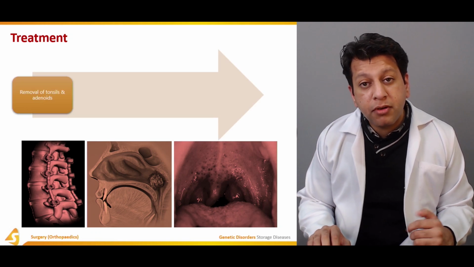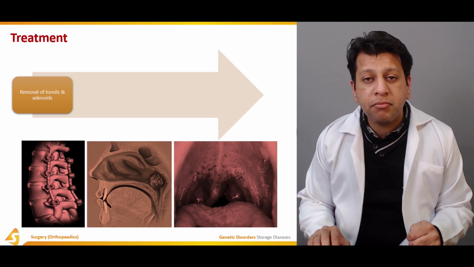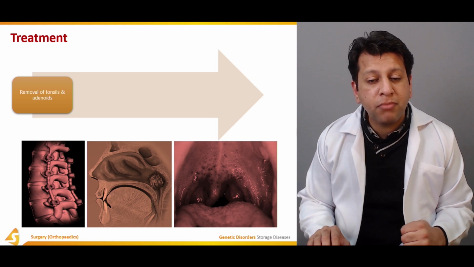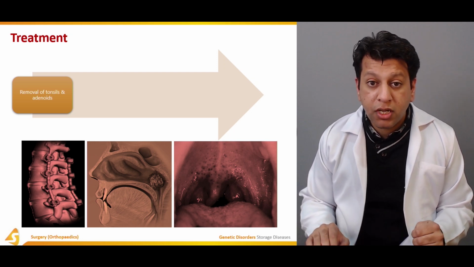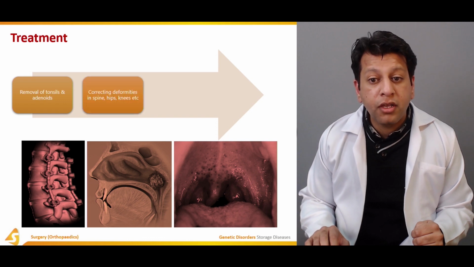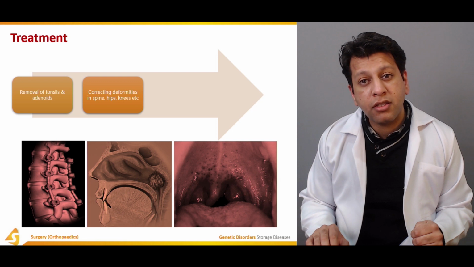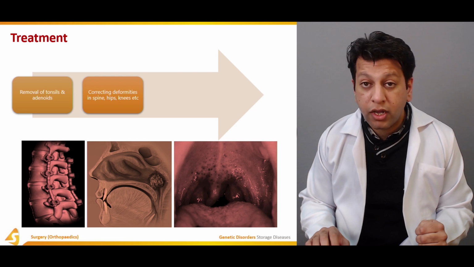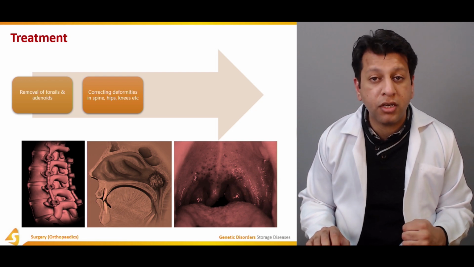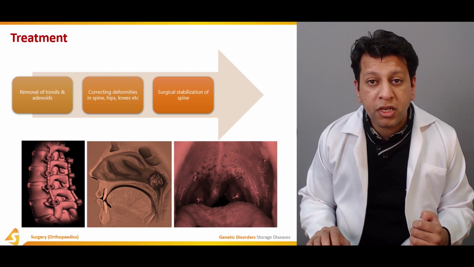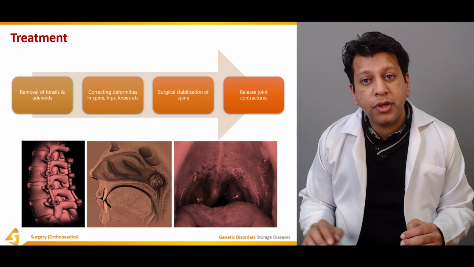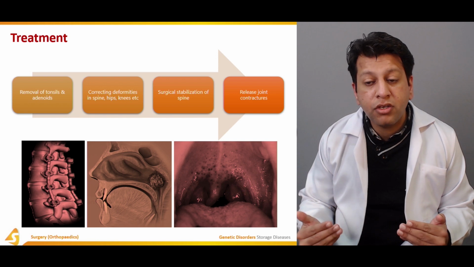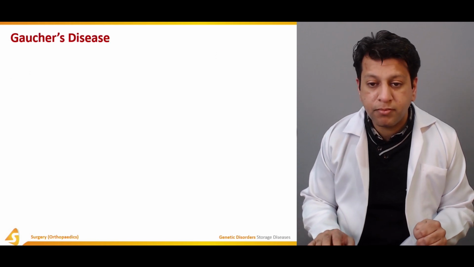Now, as I told you, with different modalities of treatment, sometimes we are just managing the complications, other times we are actually replacing the enzymes. The general management includes removal of tonsils and adenoids, and correcting spinal deformities, such as by using either anterior or posterior fusion techniques. In the hip and knee, if advanced osteoarthritis has already occurred, you may need replacements in the form of TKR and THR. Surgical stabilization of the spine may also be needed, and if the joints have resulted in a contracture, then surgical release of these contractures may also be required.